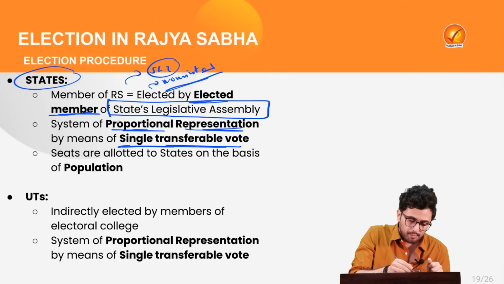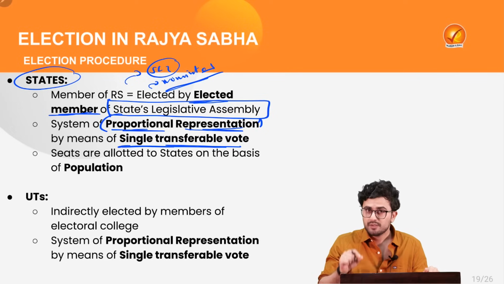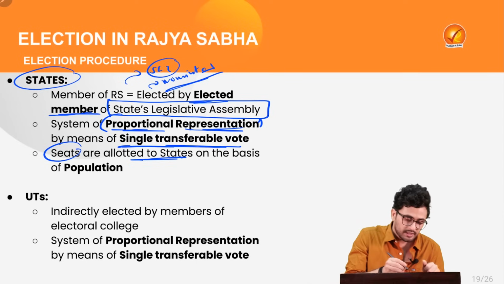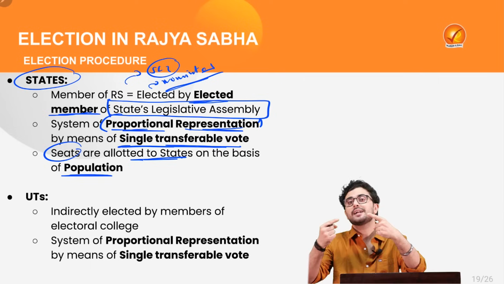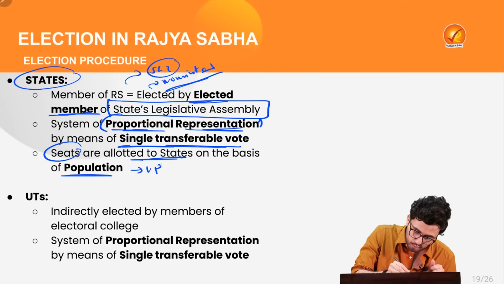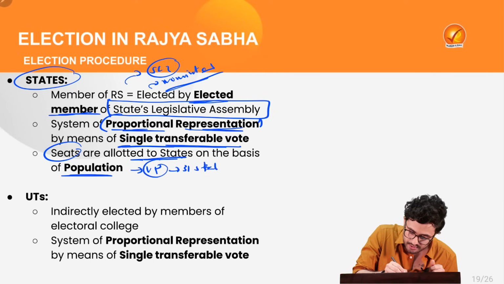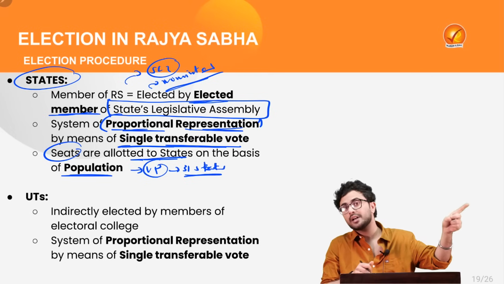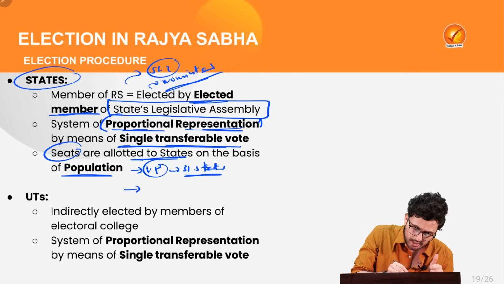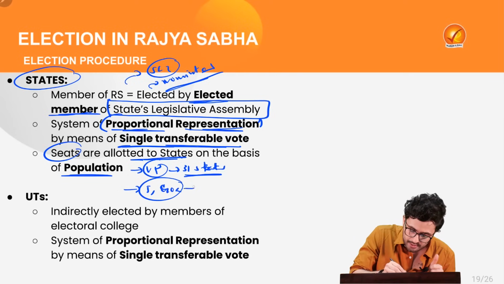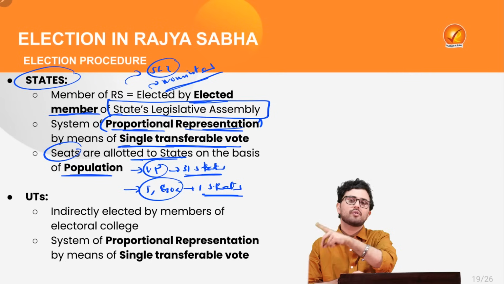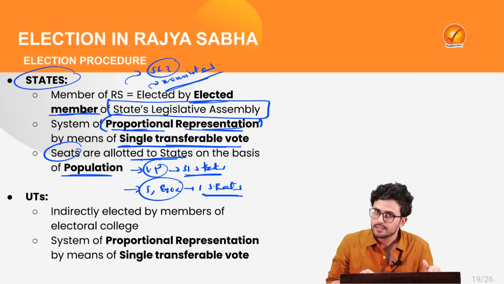What do we mean by proportional representation? It means that the seats which are allotted to the states are on the basis of the population of that state. So if there is a state which has a large population such as Uttar Pradesh, it has 31 seats, or 31 members in Rajya Sabha will be from the state of Uttar Pradesh. While if a state has a small population such as Tripura or Goa, they have only 1 seat in Rajya Sabha, or only 1 representative from these states becomes the member of Rajya Sabha.